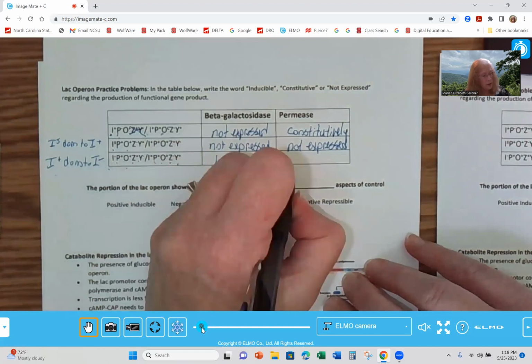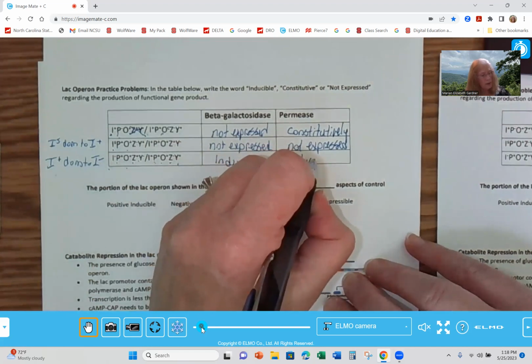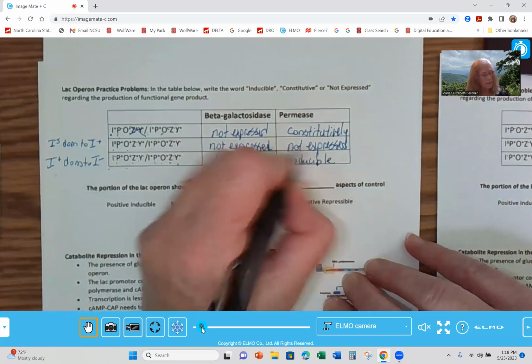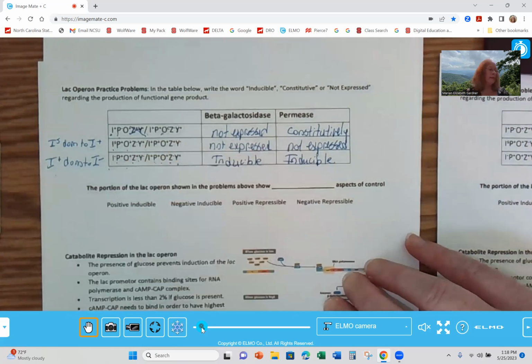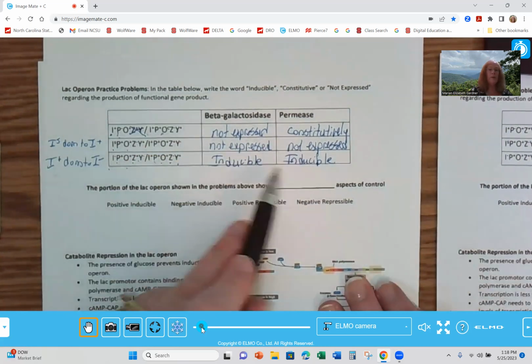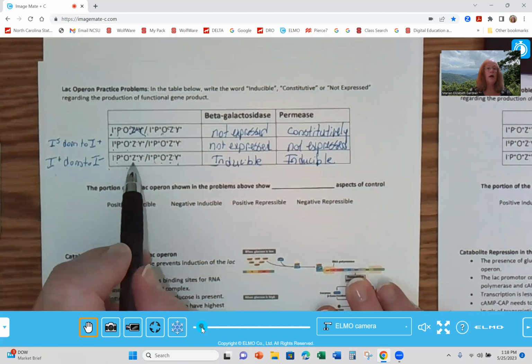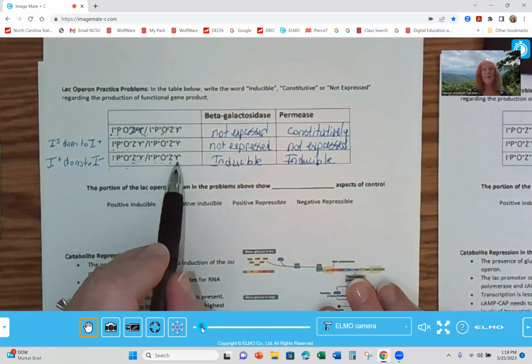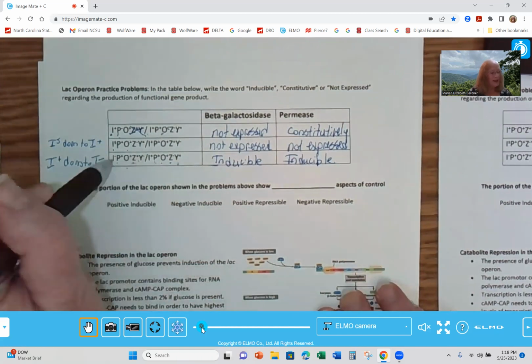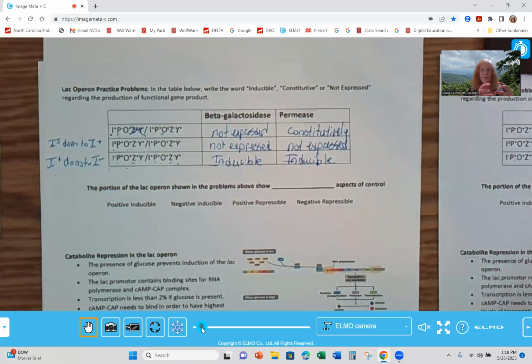Let's see, inducible. So for both enzymes, they will be under inducible control. Notice that this first piece of DNA only makes good beta-galactosidase. The second one only makes good permease. But when we look at that cell, since it's got both of those pieces of DNA in it all together, both of those gene products are made inducibly.